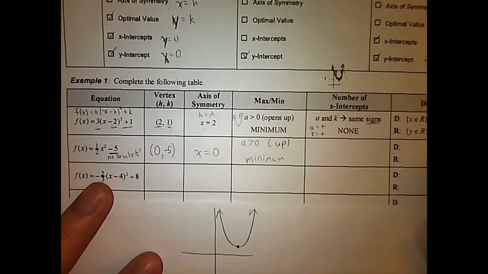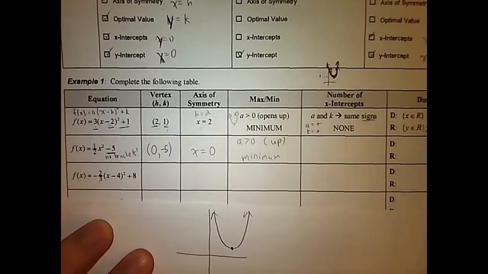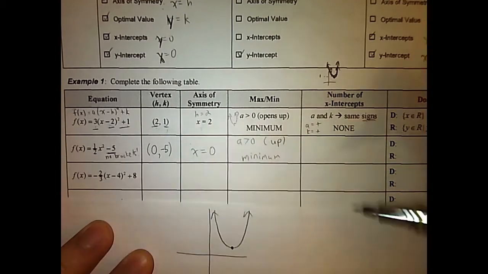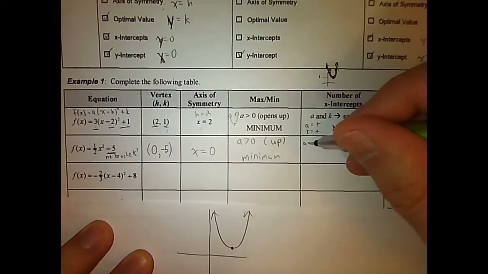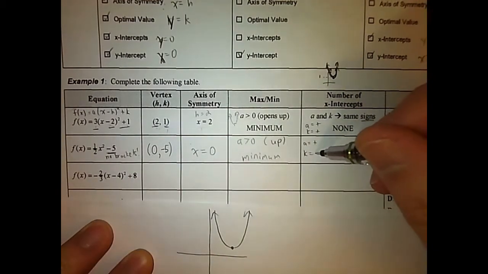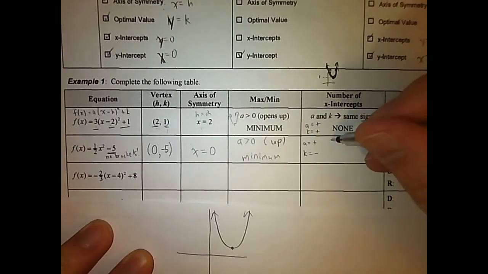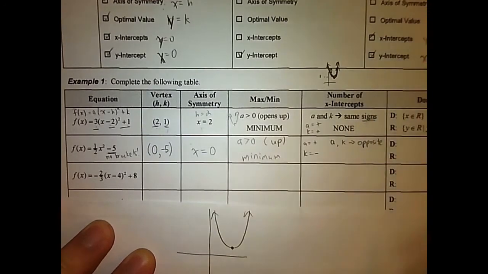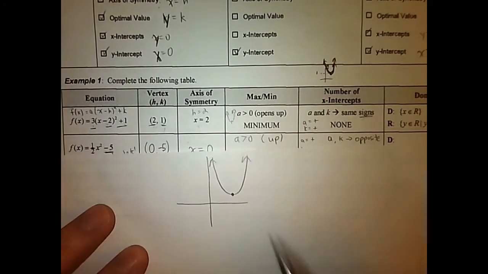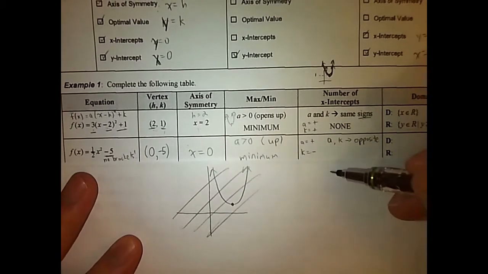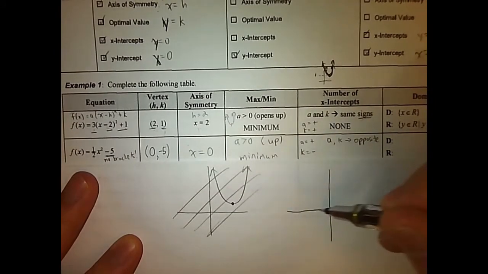Okay, so the number of x-intercepts. You look at the a and the k values again. Here, a is positive, and k is negative. So a and k are opposite. So in this case, I drew this graph, but this graph is wrong. I was just showing it as an example. So what this must mean is that the graph has to open upwards.